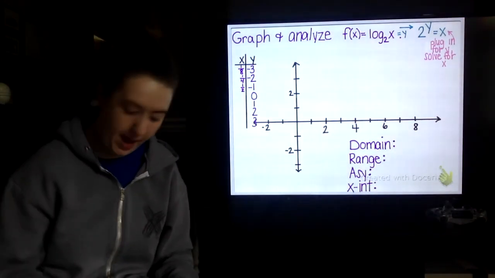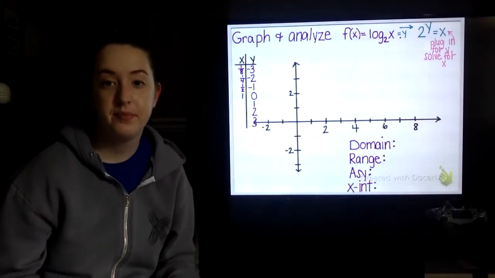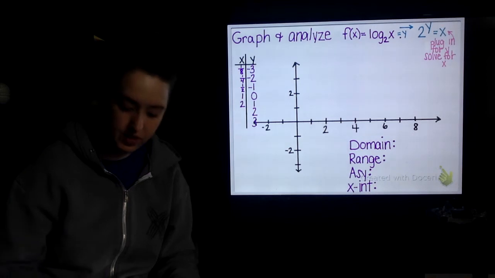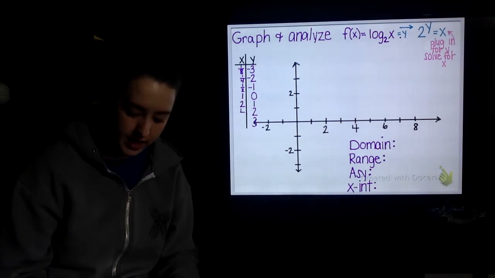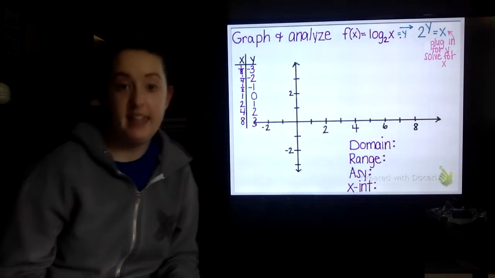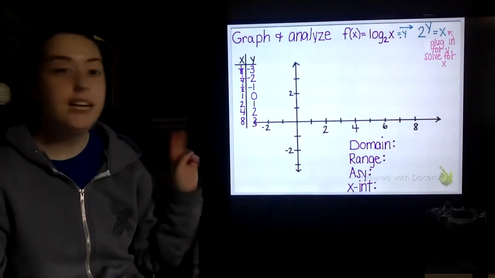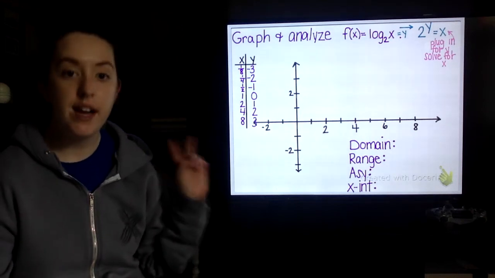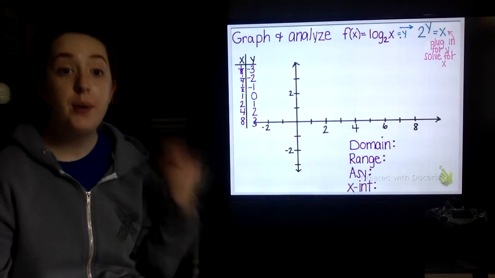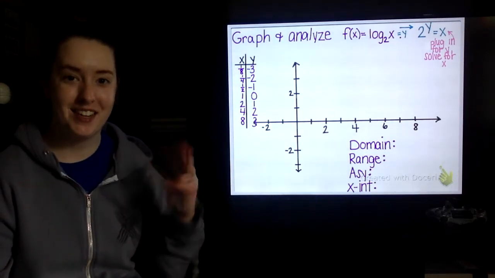Anything to the 0 power is 1. 2 to the 1st is 2. 2 squared is 4. 2 cubed is 8. So we did the exact same thing we did with our exponential functions, except this time we switched our x and our y, which is exactly what it means to be inverse functions, right? We switch our x and our y.